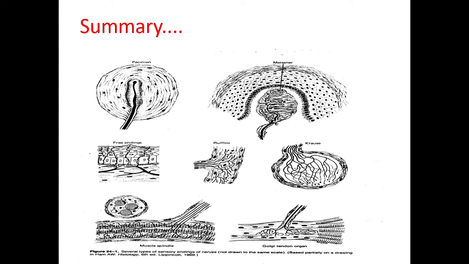And on the lower portion, we have the different spindle-shaped terminal endings found in the muscle or found in tendons.